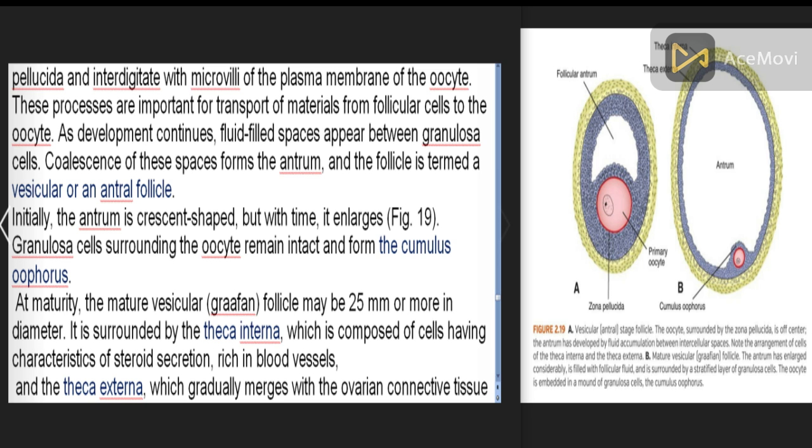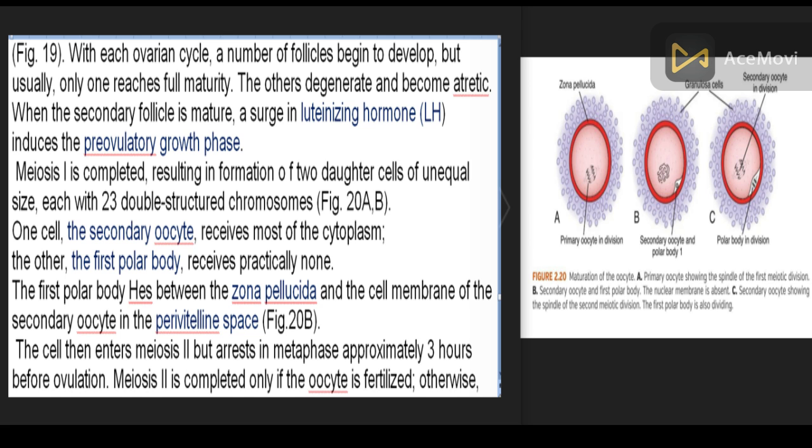At maturity, the mature vesicular, graafian, follicle may be 25 mm or more in diameter. It is surrounded by the theca interna, which is composed of cells having characteristics of steroid secretion, rich in blood vessels, and the theca externa, which gradually merges with the ovarian connective tissue, Fig 19. With each ovarian cycle, a number of follicles begin to develop, but usually, only one reaches full maturity. The others degenerate and become atretic.